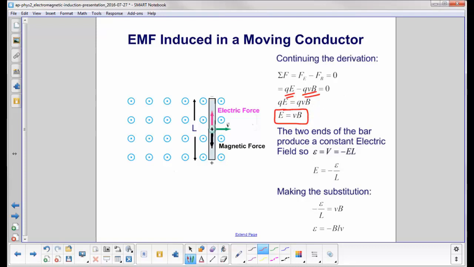Now the two ends of the bar produce a constant electric field, very much like the parallel plate capacitor. Remember that? Where we had the electric field between the positive and negative plate, and we found out that the voltage difference is minus the electric field times the displacement. So here, our maximum distance is L, so EMF equals voltage equals minus EL. E therefore is minus EMF over L. Substitute again into this equation, and we get EMF is minus BLV, just like before, using Faraday and Lenz's law.